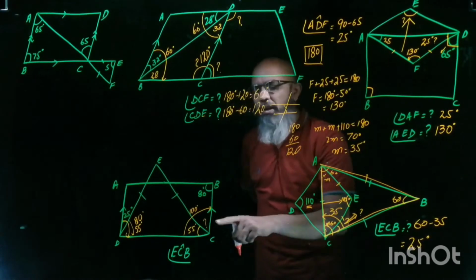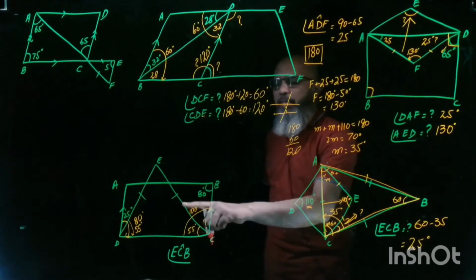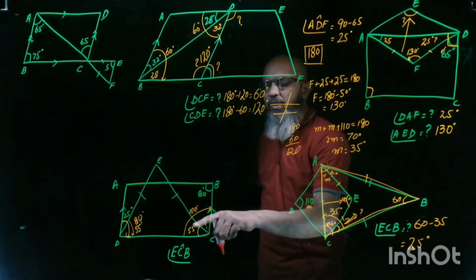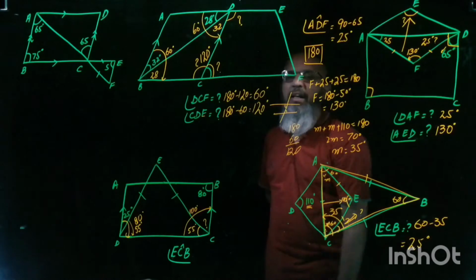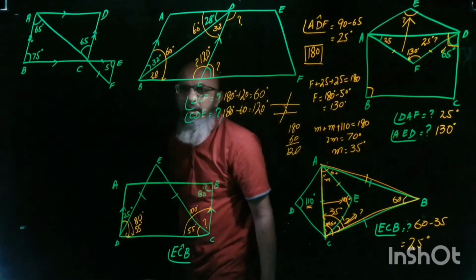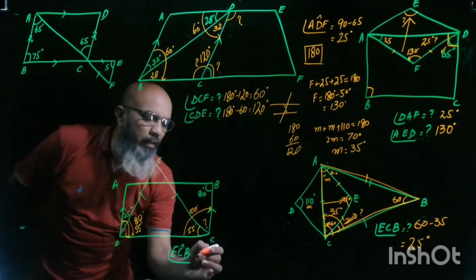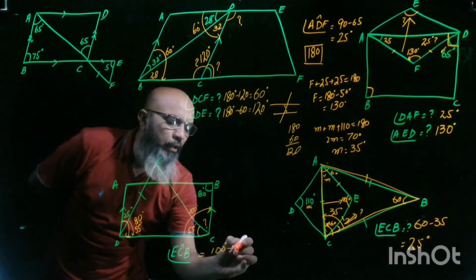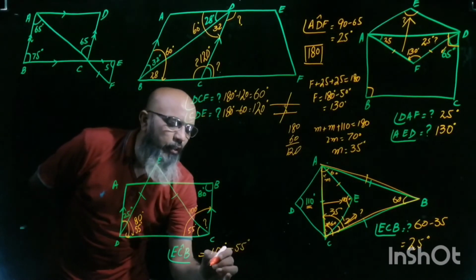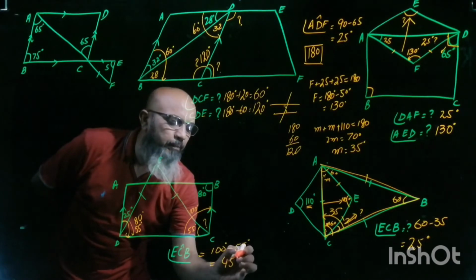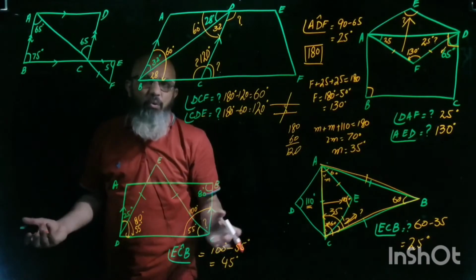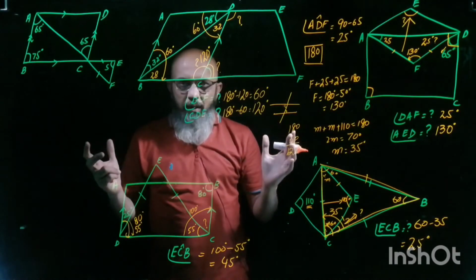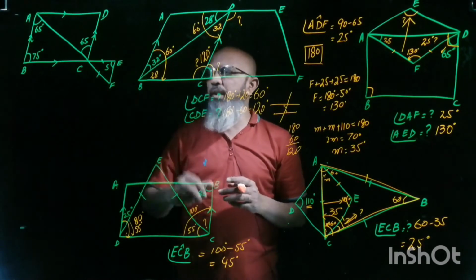So how can you find it? We get this angle, that is 55, because it is an isosceles triangle. So by subtracting 55 from 100, we will get our angle, that is ECB. Subtract 55 from 100 degrees, you will get your answer. So you can do these questions, right? Clear? Okay, now come to the last question.